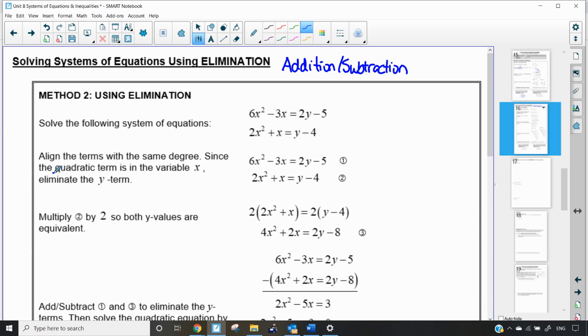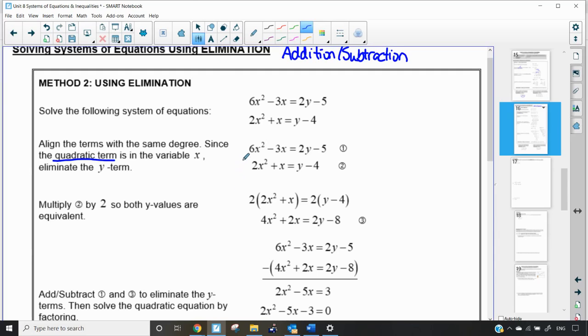Now, since the quadratic term is x, we're going to eliminate the y term. So again, it doesn't matter what my variables are, whichever one is the quadratic, I'm going to eliminate the term that is not quadratic. Now, if I want to eliminate my y's, notice that my top equation has a 2y and my bottom equation has a 1y. So ultimately what I want to do is multiply this entire equation by 2 so that my y value will have a value of 2.